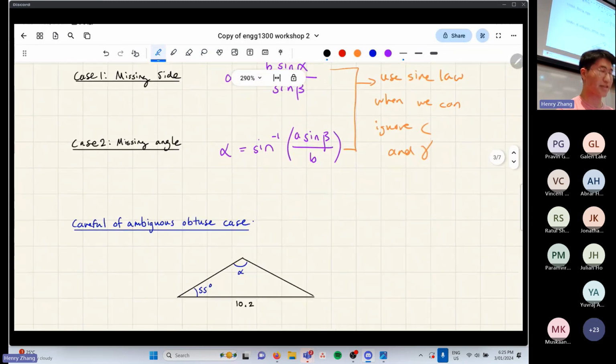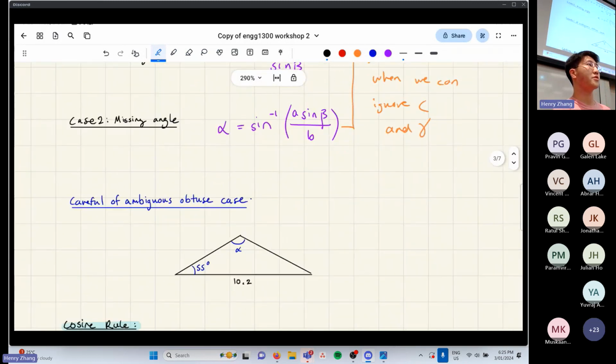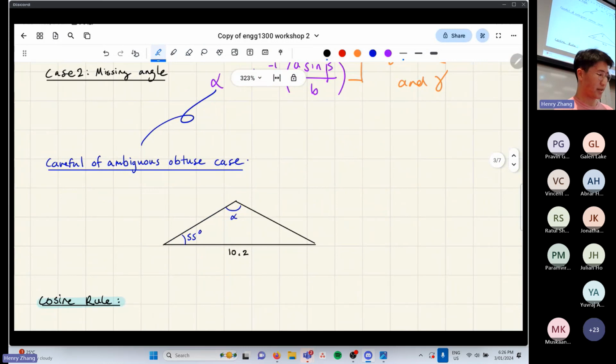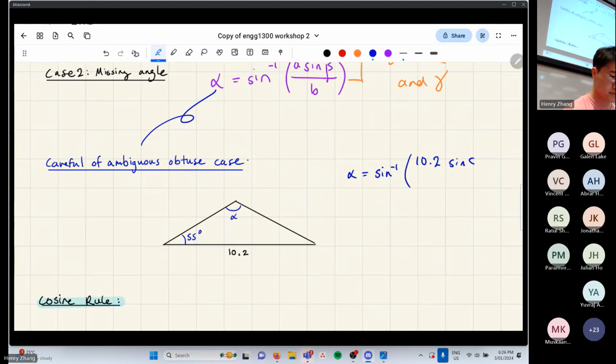All right, so there's also an ambiguous case. So this might be familiar to you from year 10. It comes up specifically when you're dealing with finding the angle case for the sine rule. Right? Okay, so say I want to find the angle alpha here. And I plug in my formula. And it gives me that answer, right?